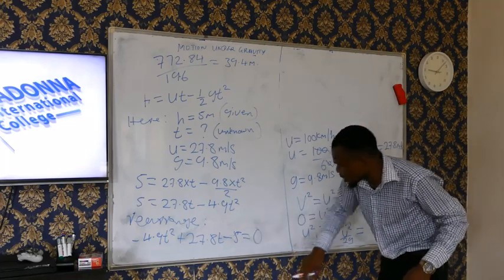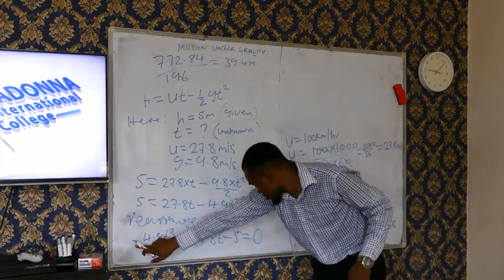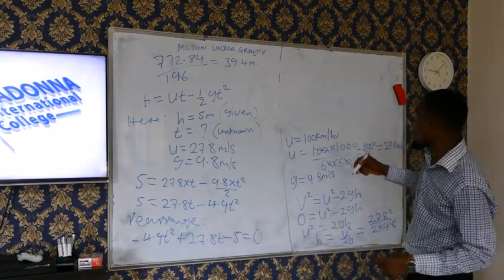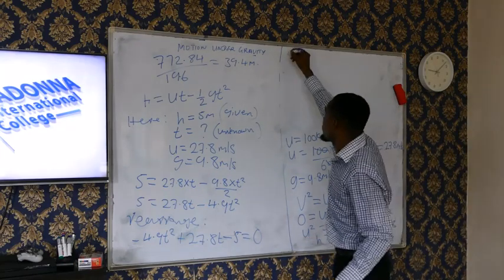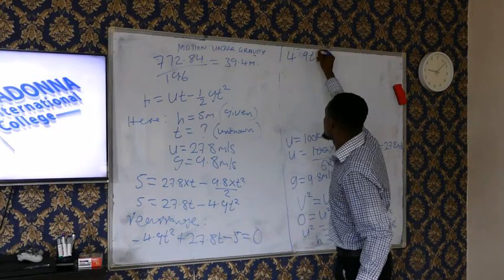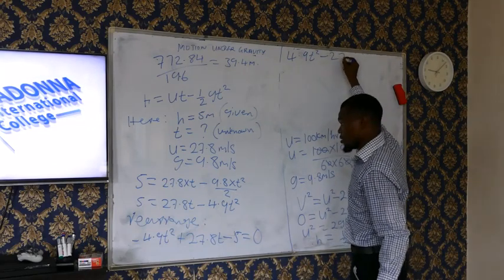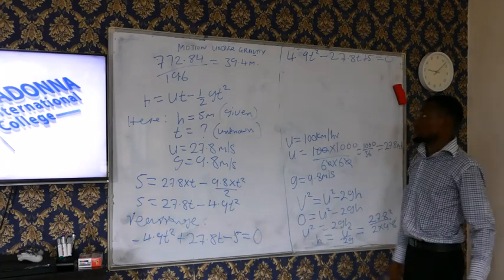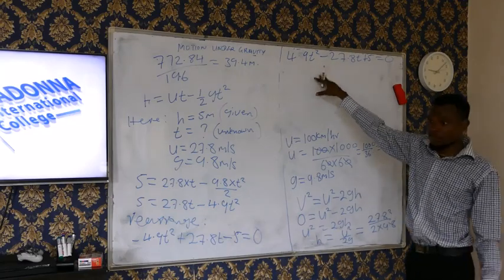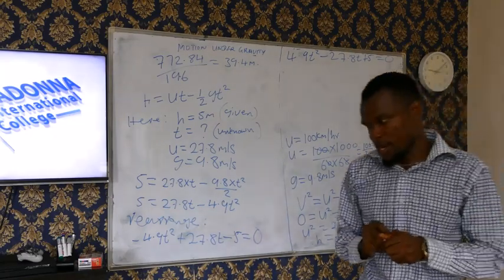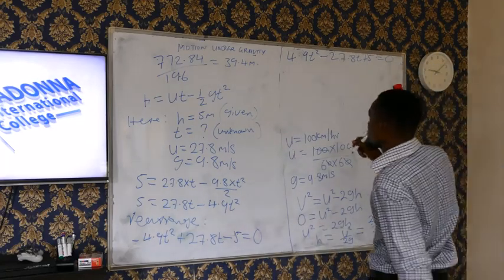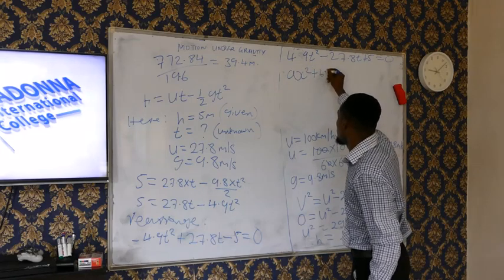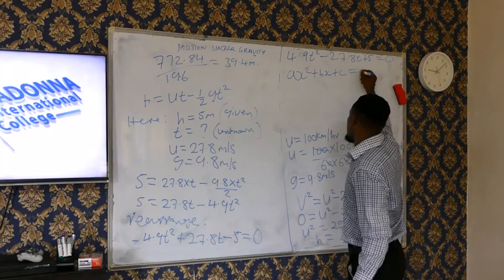Like I always tell you, it's not usually comfortable to leave the minus sign in the beginning of an equation. So you can multiply through by minus 1 to cancel out the minus. If we do that, we will now have 4.9 t squared minus 27.8 t plus 5 equal to 0. If you observe this equation carefully, you will know that it looks like the quadratic equation you have in mathematics. Something that looks like this: ax squared plus bx plus c equals 0.